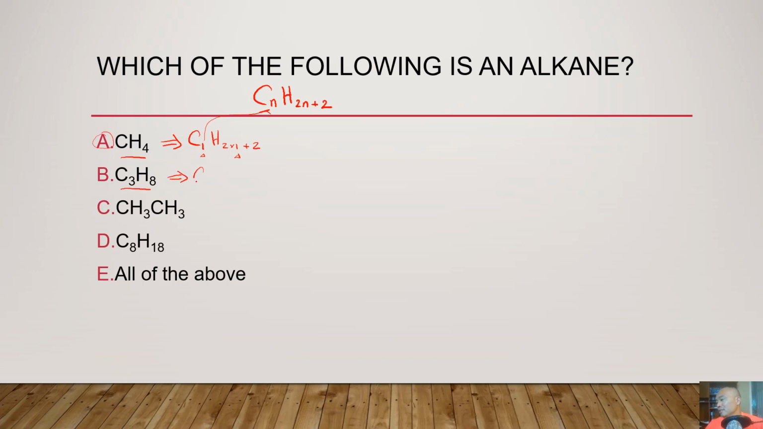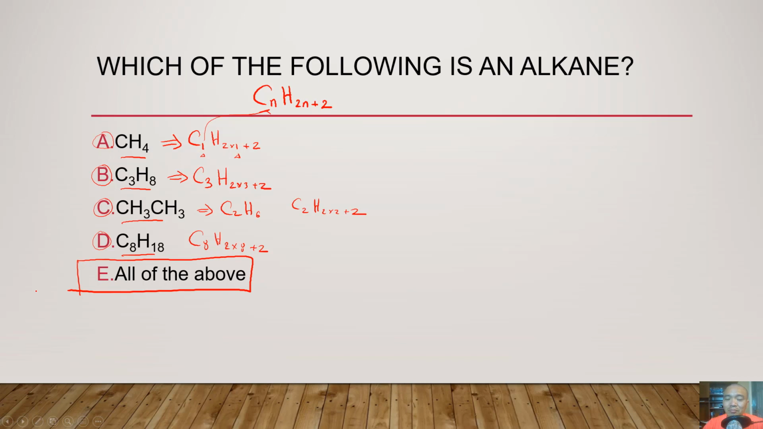Look at the second one. It can be rewritten as C3H2 times 3 plus 2. So this is also an alkane. Now look at the third one. You rewrite the formula, it gives you C6H6. So it can be rewritten as C2H2 times 2 plus 2. So this is also an alkane. D, you rewrite it, it will be C8H2 times 8 plus 2. So that's also an alkane. So for this reason, all of the above is the correct answer.